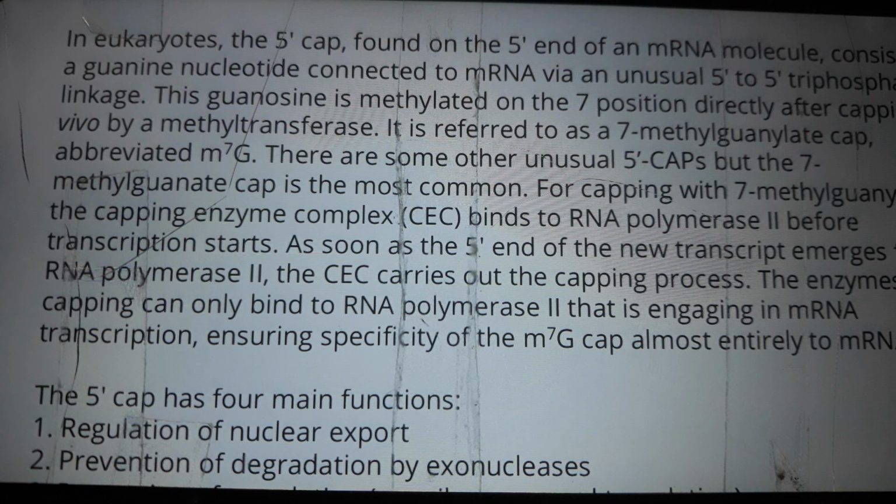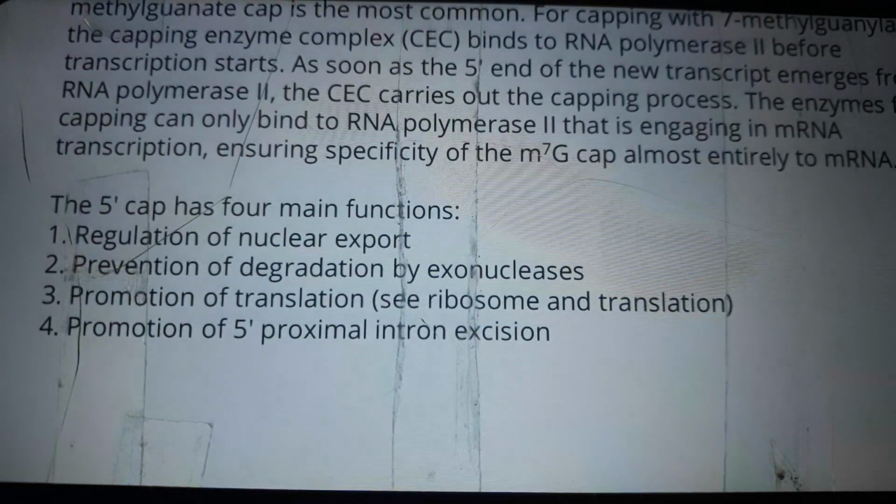There are some other unusual 5' caps, but the 7-methylguanylate cap is the most common. For capping with 7-methylguanylate, the capping enzyme complex, CEC, binds to RNA polymerase II before transcription starts. As soon as the 5' end of the new transcript emerges from RNA polymerase II, the CEC carries out the capping process. The enzymes for capping can only bind to RNA polymerase II that is engaging in mRNA transcription, ensuring specificity of the m7G cap almost entirely to mRNA.